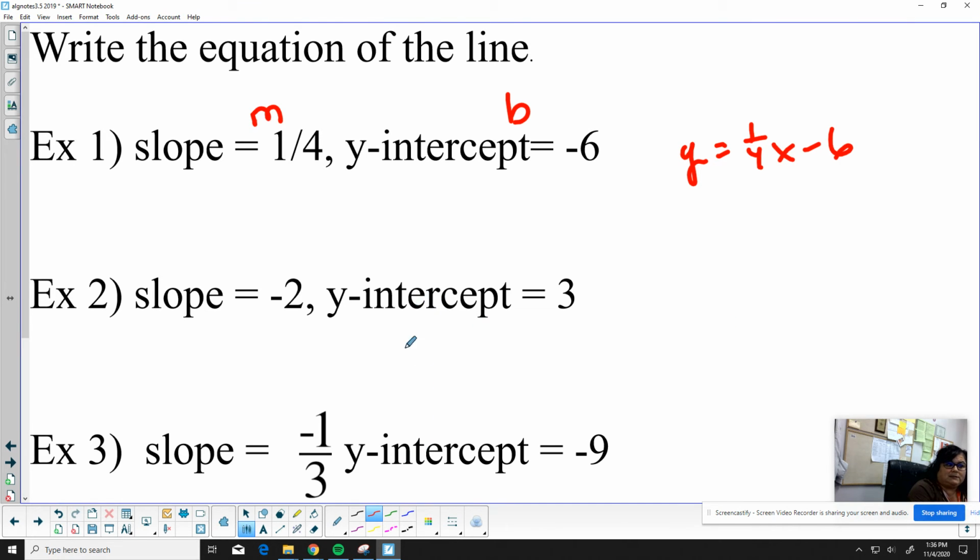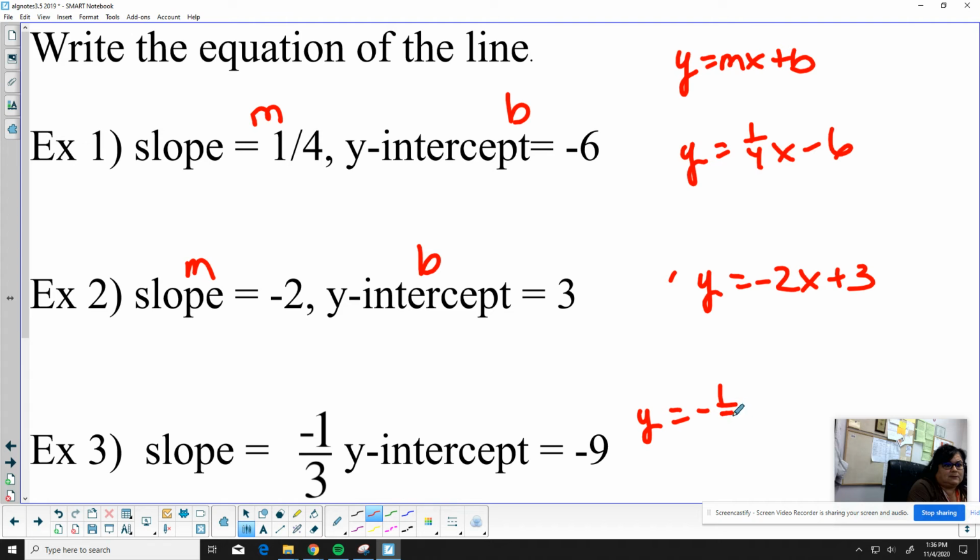You press pause and try these two. So if our slope formula looks like this, you're putting in the m and the b. So take those letters out and put the numbers in. So y equals negative 2x plus 3, and y equals negative 1/3 x minus 9.